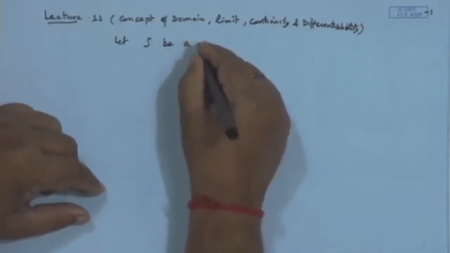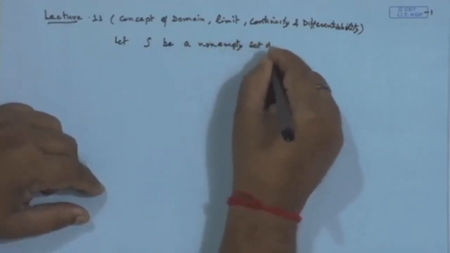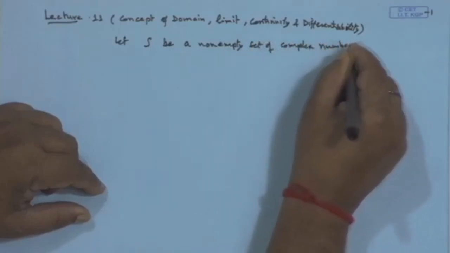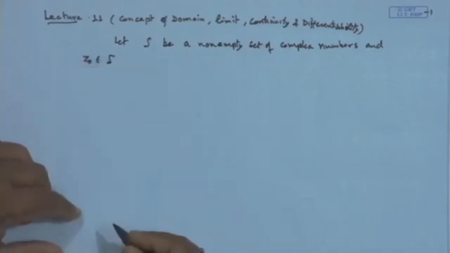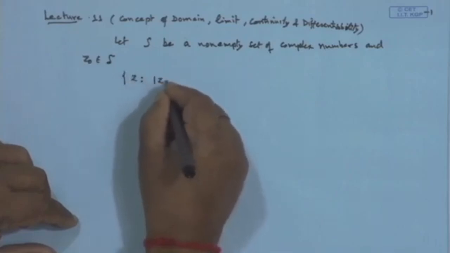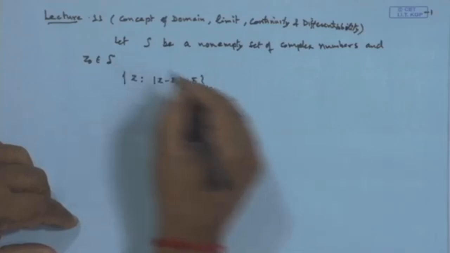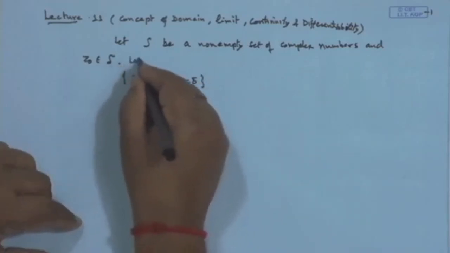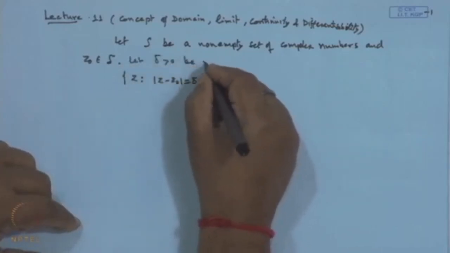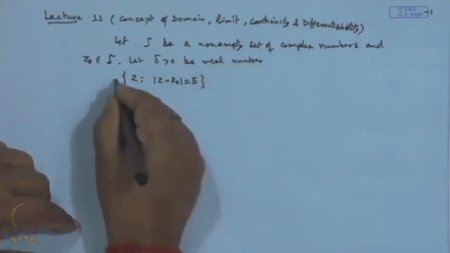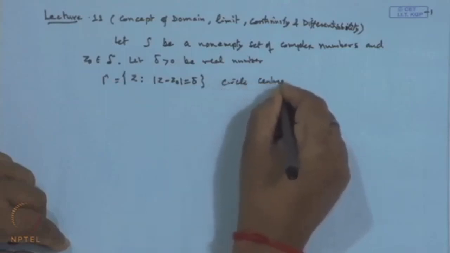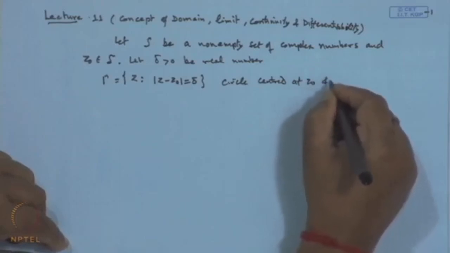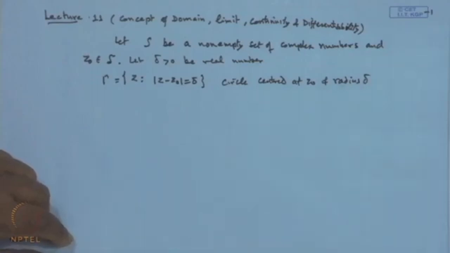So, let S be a non-empty set of complex numbers, and suppose Z naught be an arbitrary point in S. Then the set of those points Z such that mod Z minus Z naught is equal to delta, where delta is some positive real number, and let delta greater than or equal to 0 be a real number. Then this collection of the set is denoted by, say, gamma, and we call it a circle centered at Z naught and radius delta. So, this is the equation.